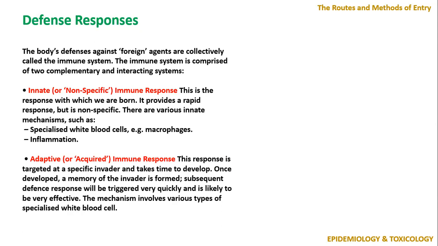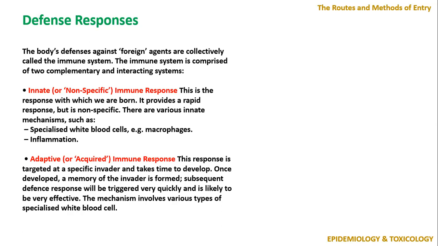The first type of immune system is the innate or non-specific immune response. This is the response that a person is born with. It provides a rapid response, but it is not specific. There are various innate mechanisms, such as specialized white blood cells like macrophages, or inflammation.